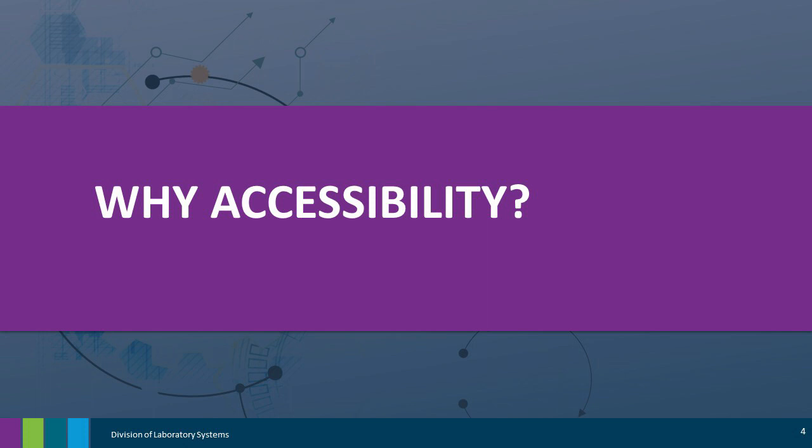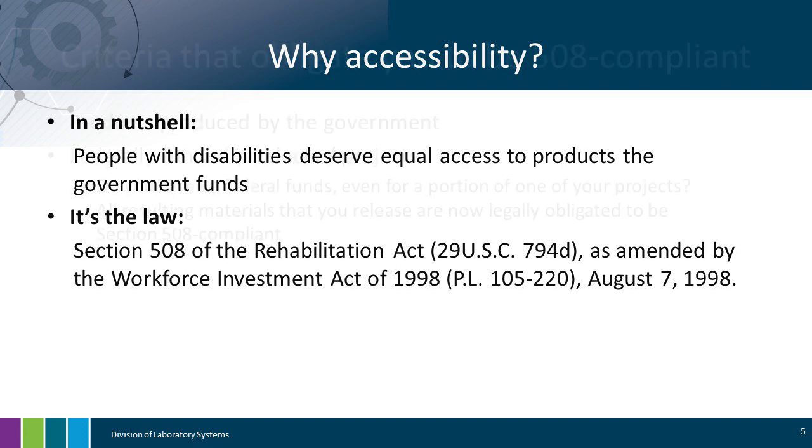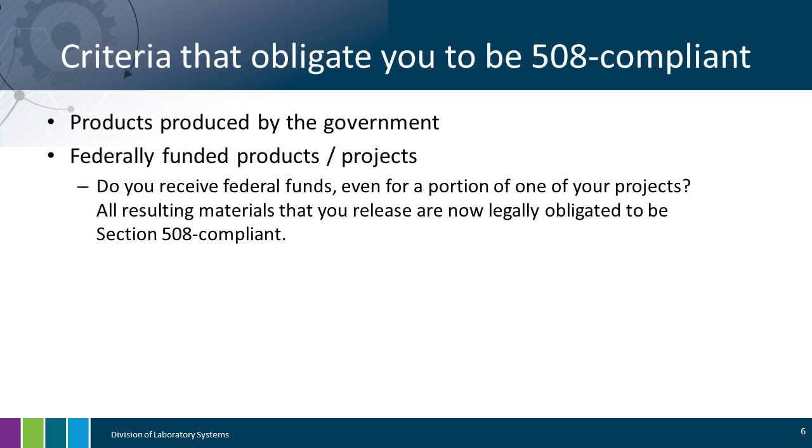So why accessibility? Well, really the main reason why accessibility, it's the law. Get over it. It's the law. People with disabilities do deserve just as equal access to content and products as everyone else. It's the law. That's just the way it goes. Stuff that has to be 508 compliant: if you get any money from the government for a product or an item, that has to be 508 compliant. It really doesn't matter the logic of it.